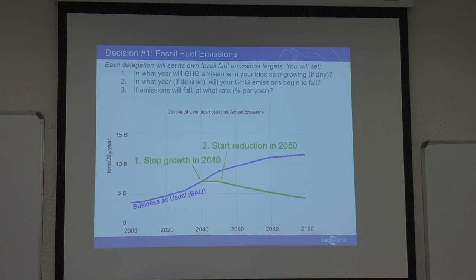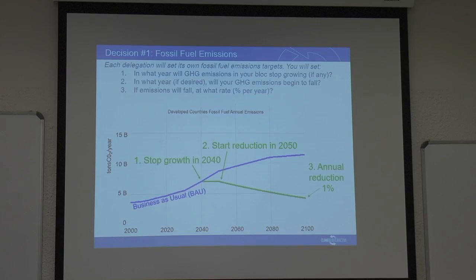The second decision would be, when will the reduction start? So in this example, from 2040 to 2050, the pledge is that emissions will stabilize. So from 2050, the reduction will start. This decrease shows a decision for an annual reduction of 1%.